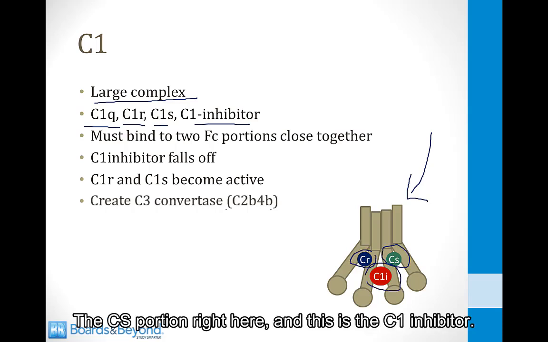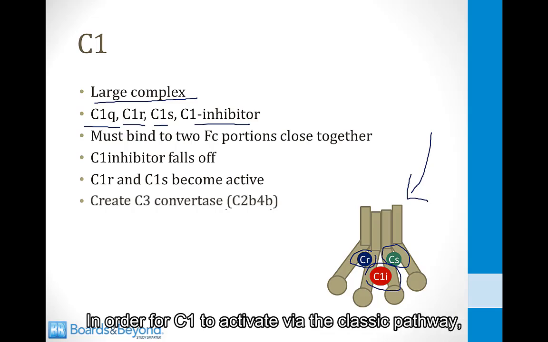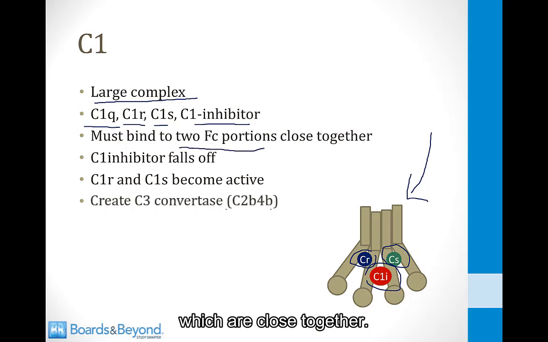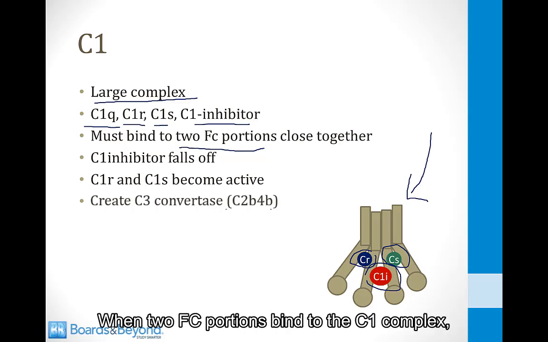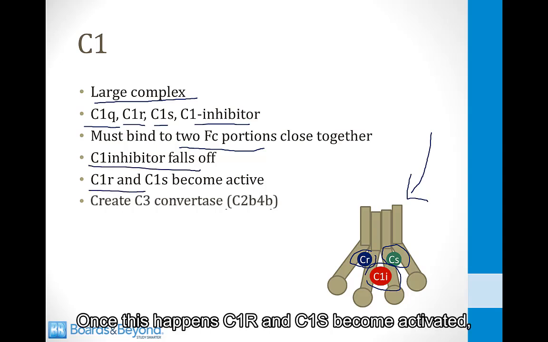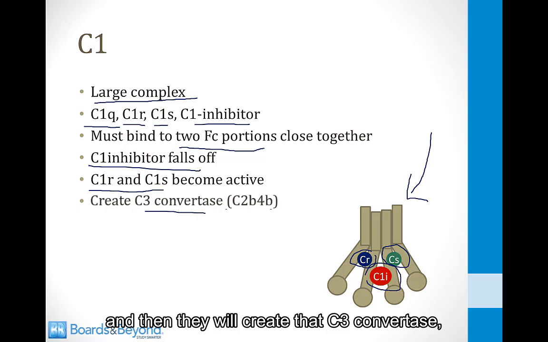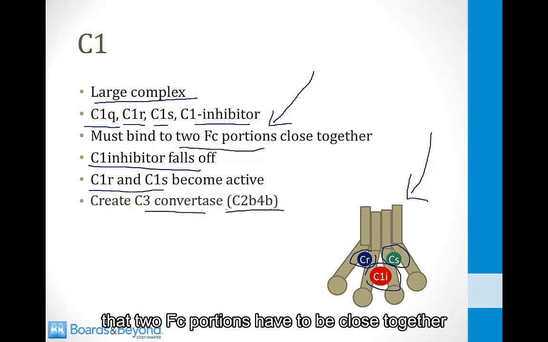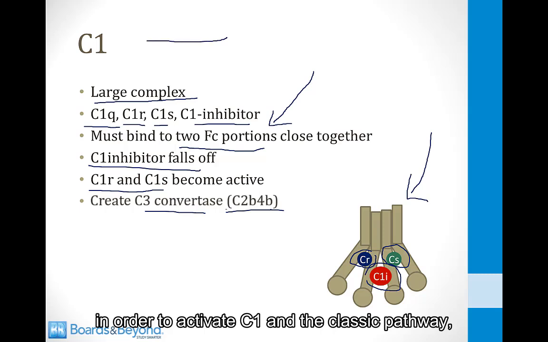is the C1 inhibitor. In order for C1 to activate via the classic pathway, it must bind to two Fc portions of antibodies which are close together. When two Fc portions bind to the C1 complex, the C1 inhibitor will fall off. Once this happens, C1r and C1s become activated, and then they will create that C3 convertase, which is C2b and C4b.